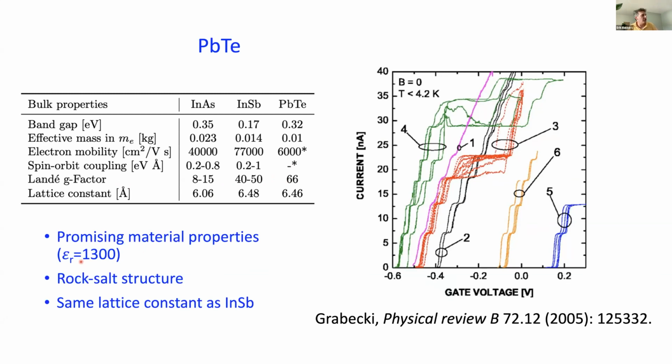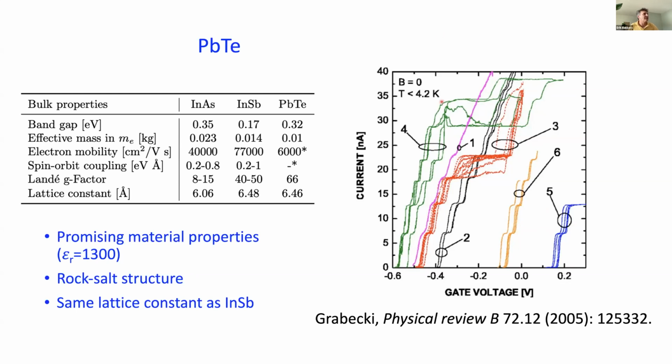And this is like a factor of 100 bigger than that of, let's say, these other semiconductors. That means that if you have a charged defect or a charged impurity, the field of this impurity is very effectively screened. And these are some results from the group in Regensburg, where they have made lead telluride 2DEGs in which they have measured this quantized conductance.